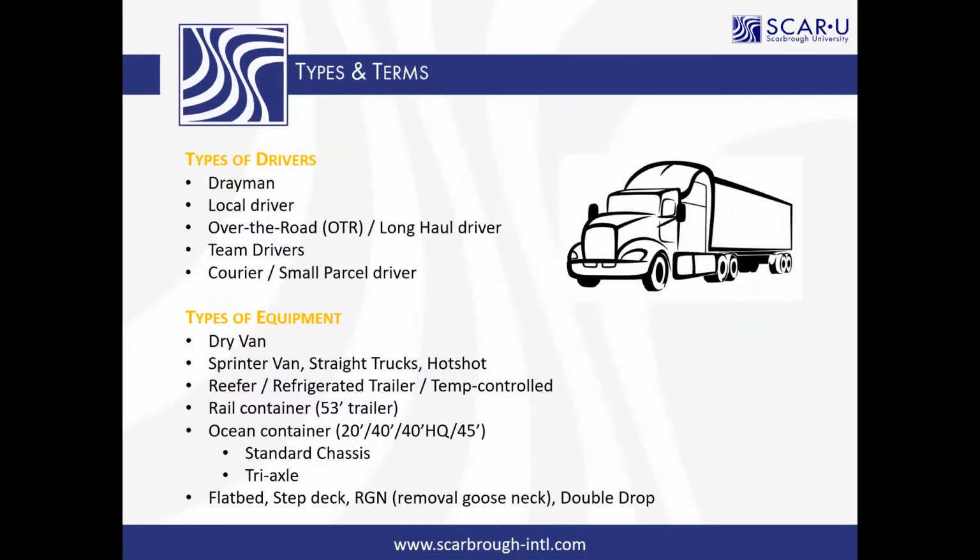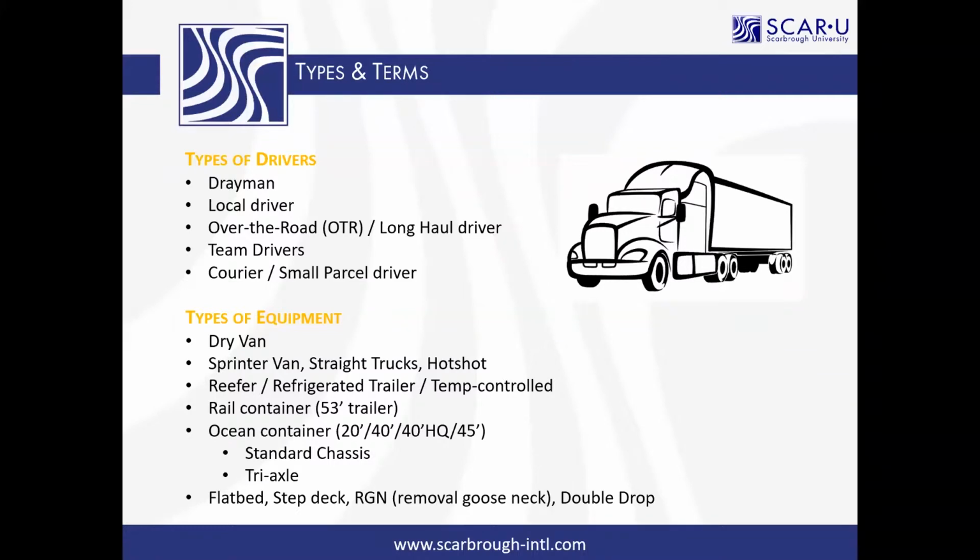All right, so we have types of drivers. There's several different types of drivers out there. We have draymen. Draymen are going to be the drivers out there going to and from the rail yards or the ports, delivering either the rail containers or ocean-going containers. We also have local drivers. Those drivers are going to mainly service roughly a 200-mile radius of their home terminal, making pickups and deliveries.